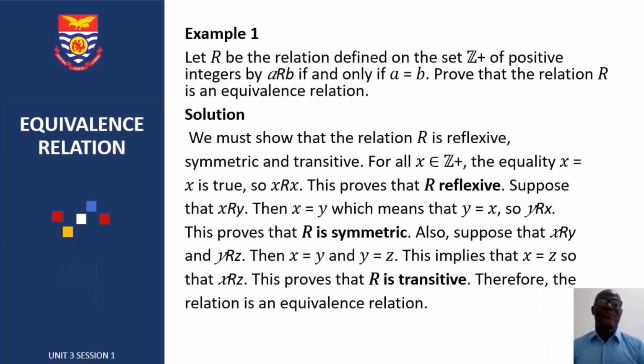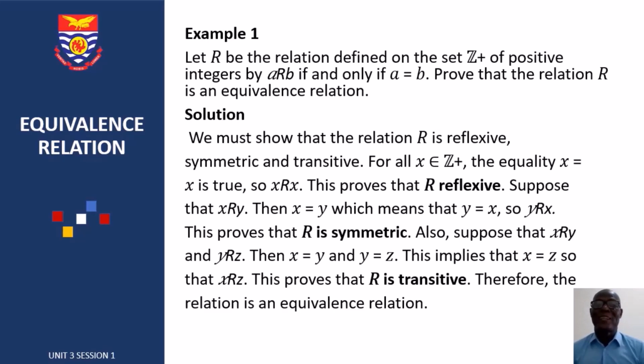Equivalence relation. We want to look at a few examples of equivalence relations. The first one is: let R be the relation defined on the set of positive integers by A is related to B if and only if A is equal to B. And we are to prove that the relation R is an equivalence relation. Now, how do we prove this?